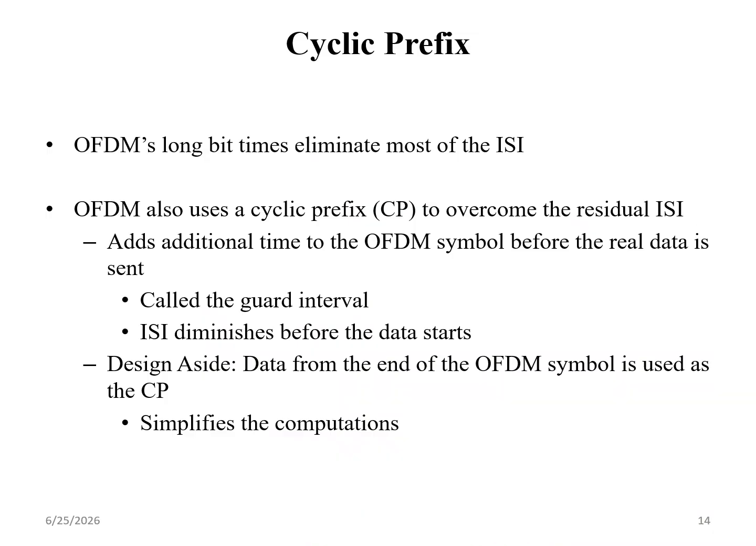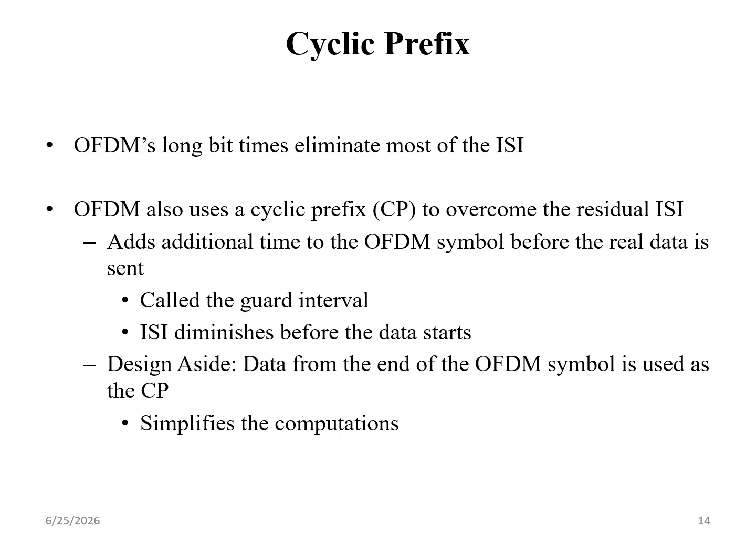Next, what is meant by cyclic prefix? On the transmit side, you add the cyclic prefix. On the receiver side, you remove the cyclic prefix. OFDM's long bit time eliminates most of the ISI, inter-symbol interference. OFDM also uses a cyclic prefix, denoted by CP, in order to overcome the residual ISI.